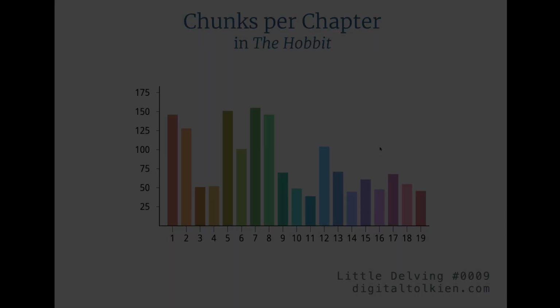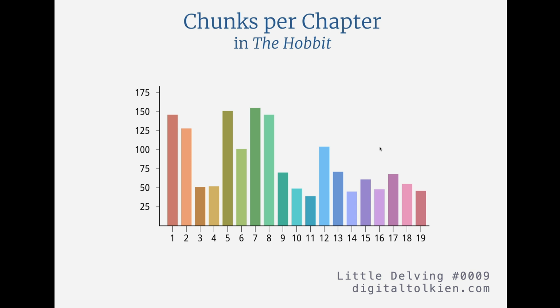Little Delving number 9 shows the number of chunks per chapter in The Hobbit, and we'll obviously do this for other works in the future as well. But one question people often have is, what is a chunk? What do I mean by chunk here?